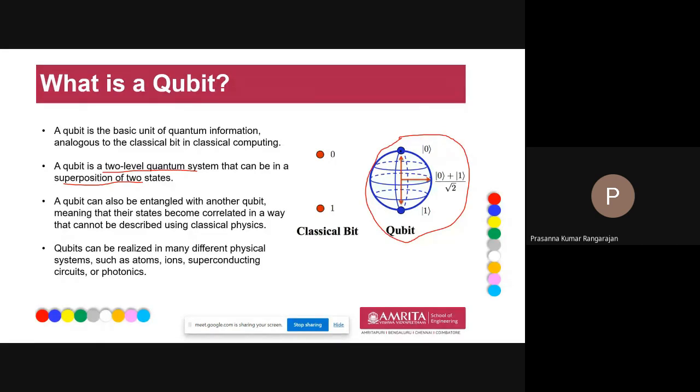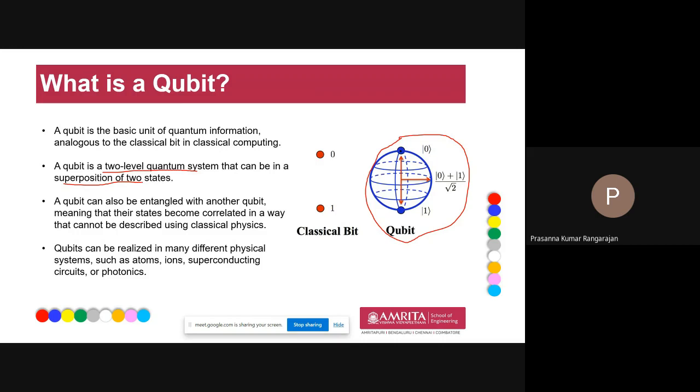So these qubits, how to realize them in a physical manner? See, for example, with 0 and 1s, whenever a switch is on, or whenever a circuit is closed, we can say that it is a 1, and when it is open, we say that it is a 0. But how to realize this qubit? So there are different systems to realize these qubits. We can use atoms, ions, superconducting circuits, or photonics to realize this physically.